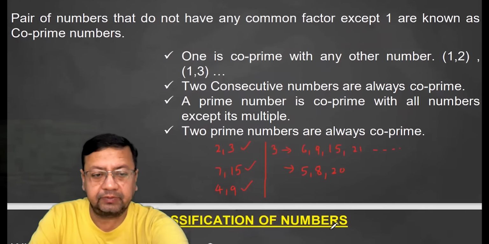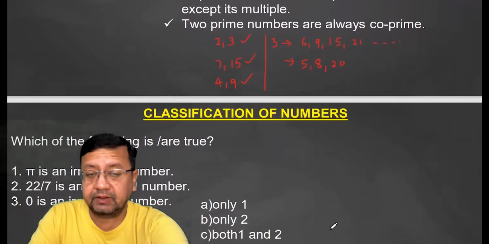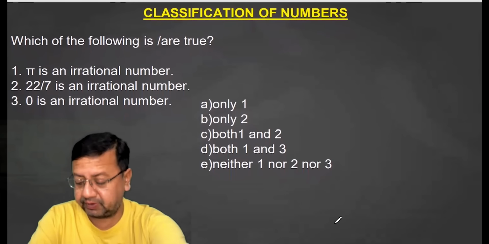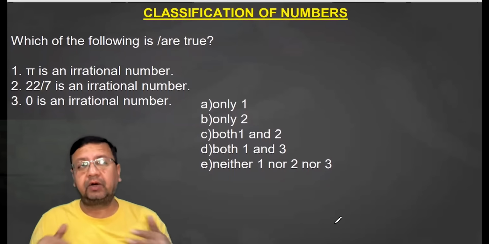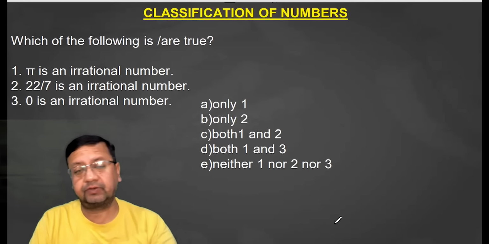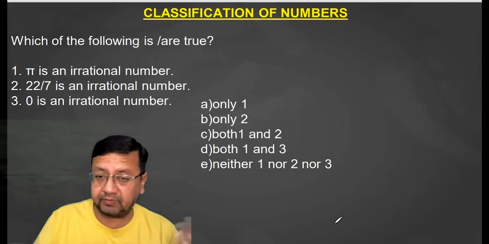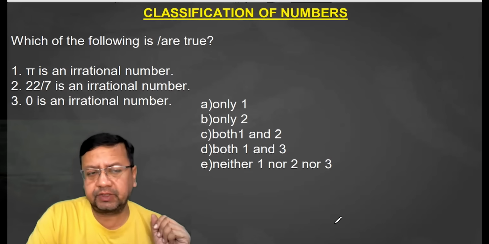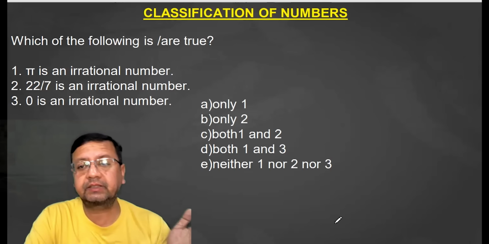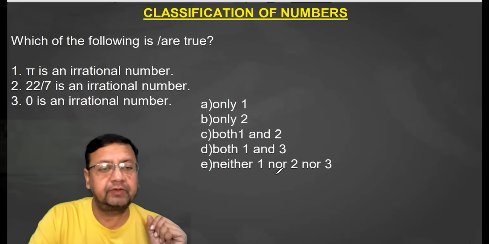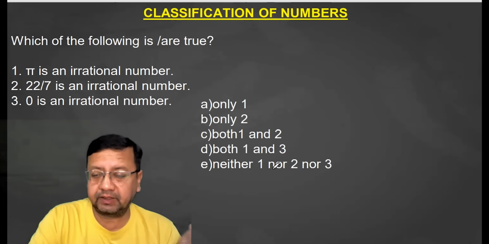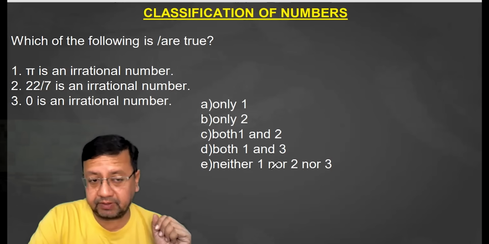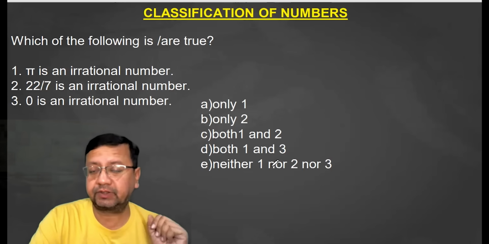So coming now, okay. So now just apply all the things we have discussed here, all the different classification of numbers, different types of numbers which we have discussed. So this first question is saying which of the following is are true. First statement, pi is an irrational number. 22 by 7 is an irrational number. 0 is an irrational number.